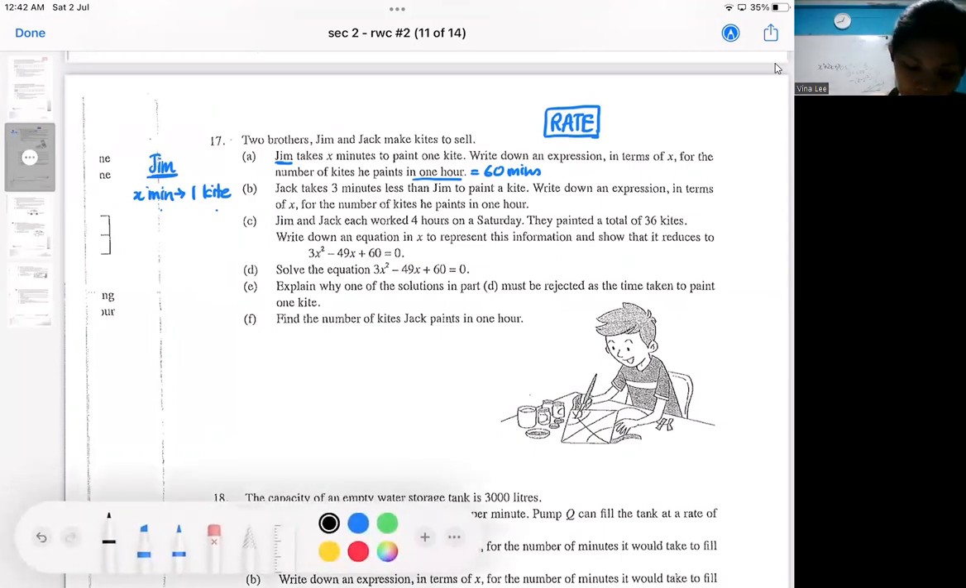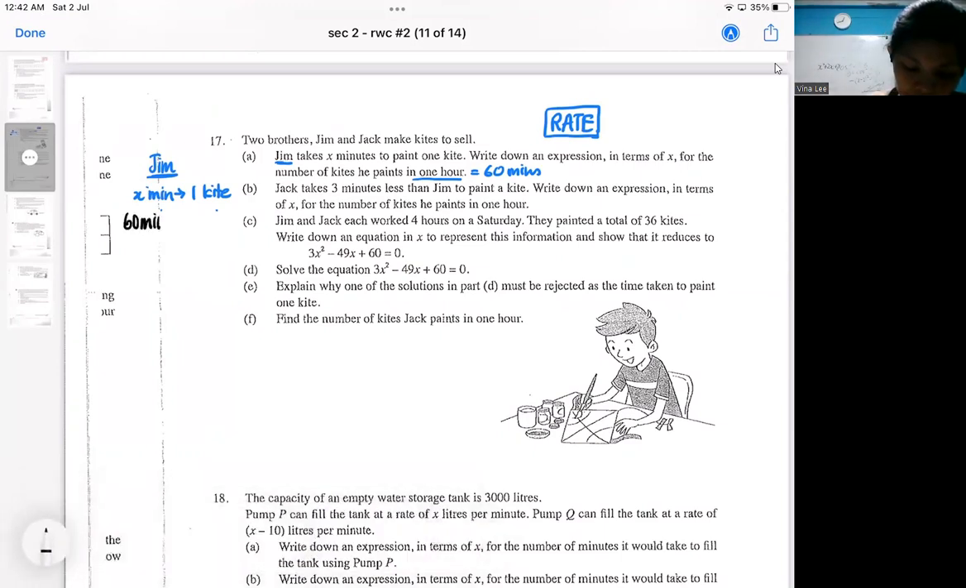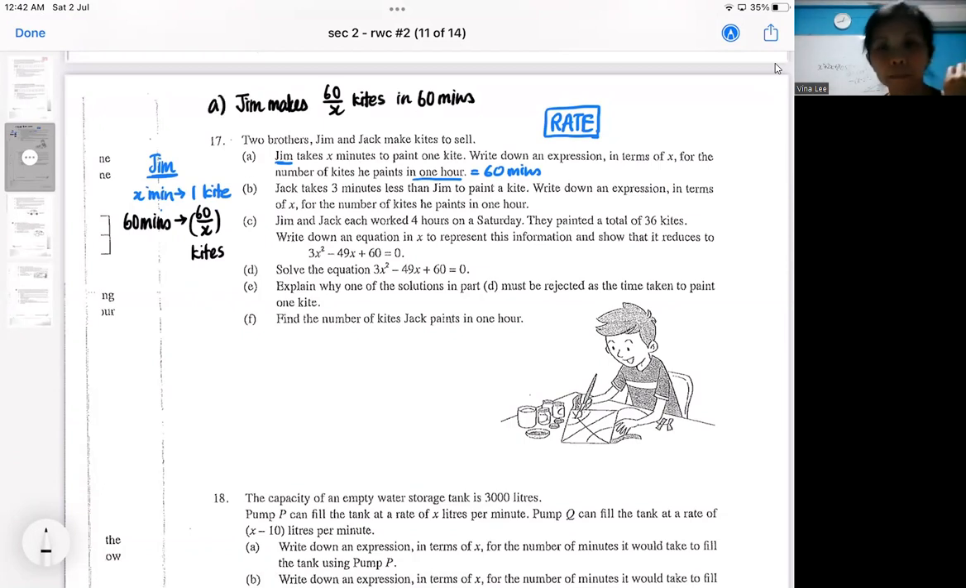So in 60 minutes, Jim is going to make 60 over X kites. That is under Jim. Jim makes 60 over X kites, the quantity of kites in 60 minutes. So that's part A.